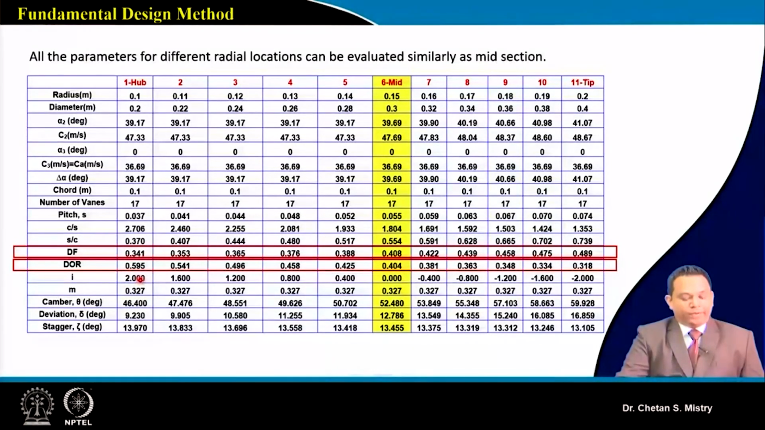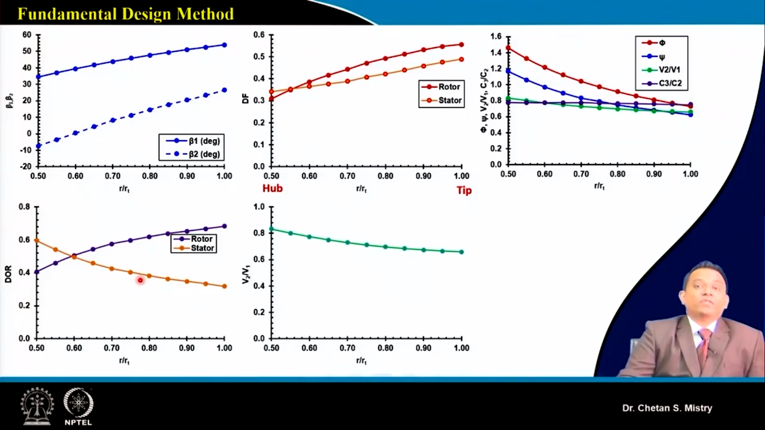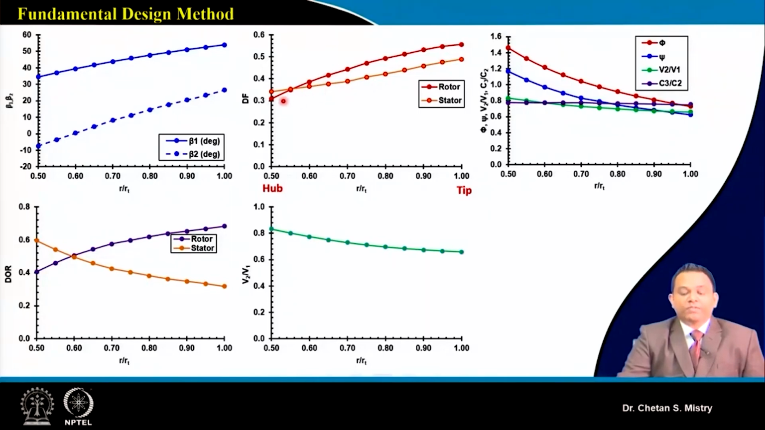Okay, and let's see what all changes we are finding when we incorporate the calculation of the stator. In this case, if you look at my stator, it has a diffusion factor slightly on the higher side near the hub region, and near the tip region it is decreasing. Same way, this degree of reaction trend we have already compared. This is 1 minus degree of reaction of my rotor.